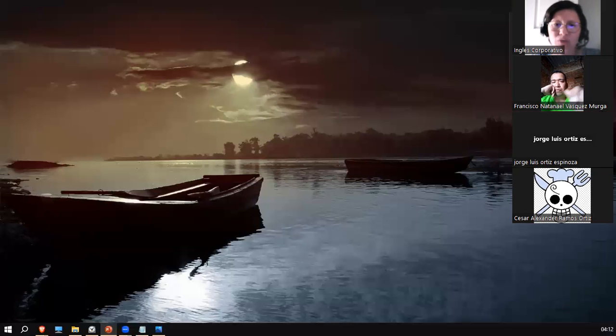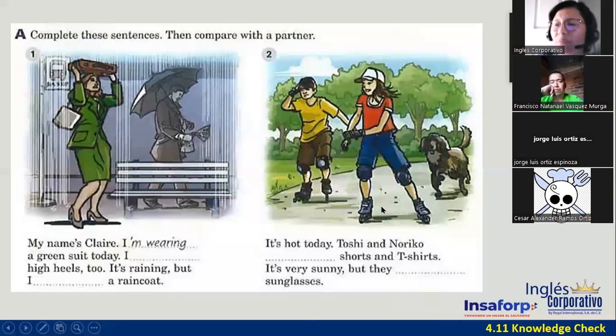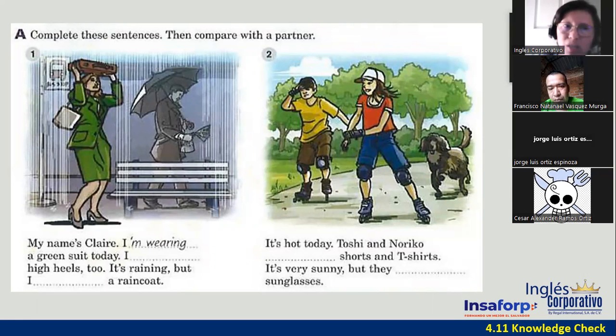Vamos a continuar entonces con un ejercicio que les va a aparecer en la plataforma. Bueno, si es que no lo han hecho ya, ¿verdad? Pero este ejercicio les va a aparecer en la plataforma y pues vamos a explicar aquí cómo lo vamos a resolver. ¿De acuerdo? Tenemos acá, "Complete these sentences, then compare with a partner." ¿Ok? We have 1 and 2. We have 4 pictures in total.